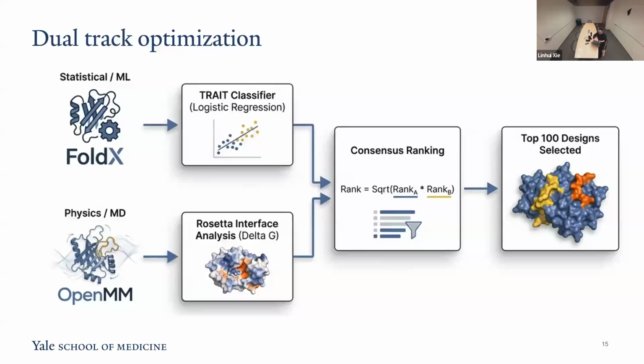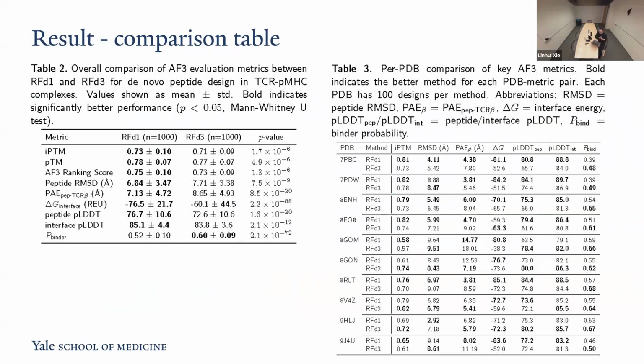Then we use AlphaFold 3 evaluation to evaluate these top ranked peptides. Talking about our results, you may wonder how the generative model actually performed. You will see from Table 2 that we list the metrics we extracted, averaged them, and computed the standard deviation across the two models, RoseTTAFold Diffusion 1 and RoseTTAFold Diffusion 3.